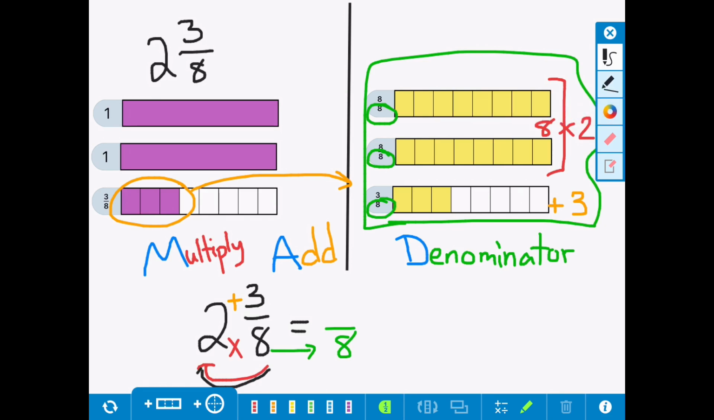All right, now I'm just going to work my way around on the left side. 8 times 2 is 16, and then add 3 more. 16 plus 3 is 19. These two here are 16. Here is our plus 3. This is what the multiply add denominator, the MAD method is. Multiply the denominator times the whole number and add the numerator. If this is tricky for you, you can always draw a picture.